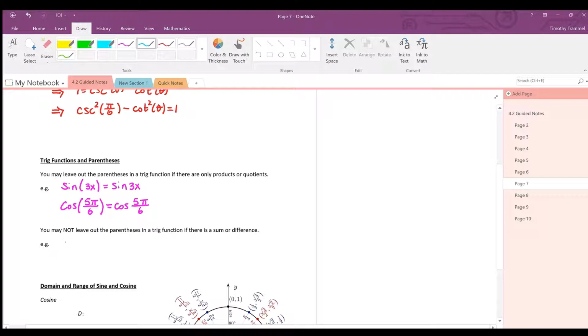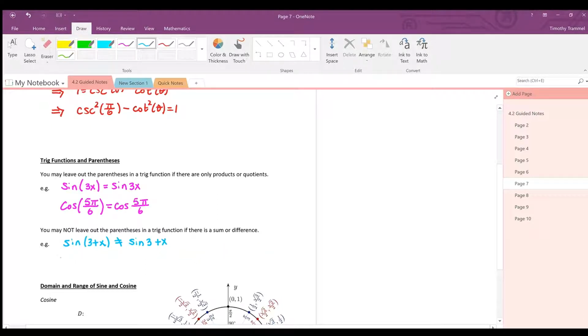So for instance, if I had sine of 3 plus x, I may not write this as sine 3 plus x. What this technically says right here is sine of 3, plus x, which is far from what we want it to say if we were trying to write sine of 3 plus x.